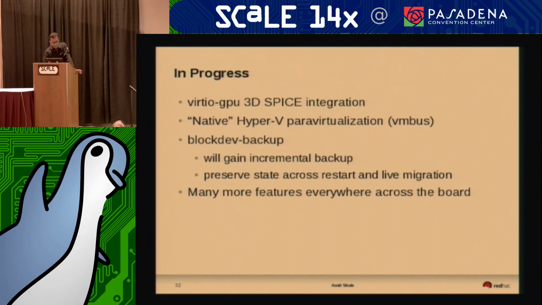Some of the features in progress are Virtio GPU 3D SPICE integration. SPICE is the remoting protocol, and 3D only works with the GTK backend right now, so integrating it with SPICE is something that's coming up. Native Hyper-V paravirtualization. Hyper-V exposes a lot of paravirtualized devices, and KVM can now, as in very soon, start exposing those devices as well. So guests which are tuned to run under the Hyper-V hypervisor can actually run under KVM and get the same performance benefits as well.